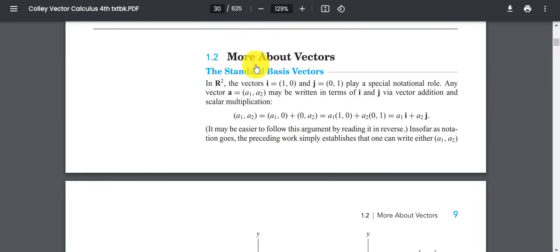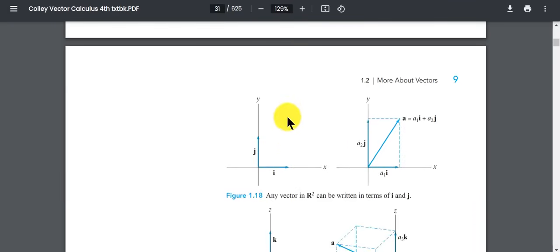Okay, let's move on to section 2 here. It's called More About Vectors. And suppose we just have the xy plane. And of course, we can draw all kinds of vectors in here. But we want to single out two of the most important vectors, and maybe the simplest vectors as well. So these are two vectors, and they're simple in the sense that this is only in the x direction, and this is only in the y direction.